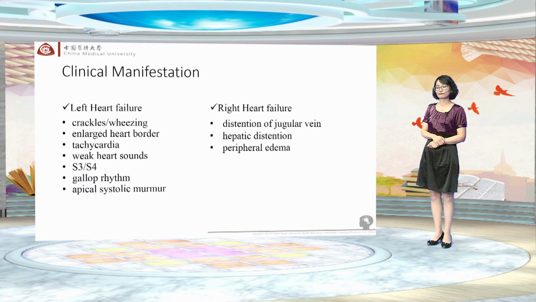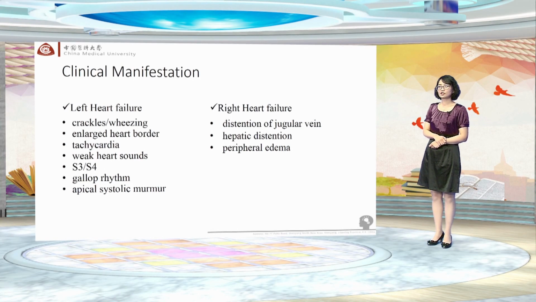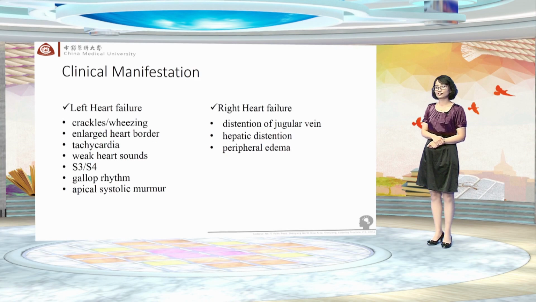During the physical examination, the signs we can find are usually associated with heart failure. If the heart failure affects the left heart, we will hear the crackles and wheezings in both lungs, and we will detect an enlarged heart border. In auscultation, we will hear the fast heartbeat with weak heart sound, and S3, S4 sound, and gallop rhythm. Sometimes we can hear them.